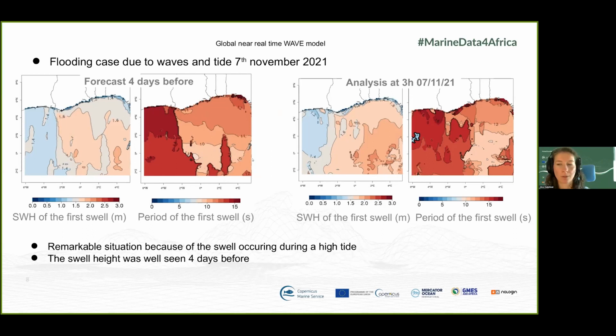You have here the wave height of the swell, and at the right here the period of the swell. And 4 days before, we have this output from the model, and you see that there are not many differences between the analysis and the forecast 4 days before. The height of the swell was already forecasted up to 1.6 meters, and the period reached 15 seconds.